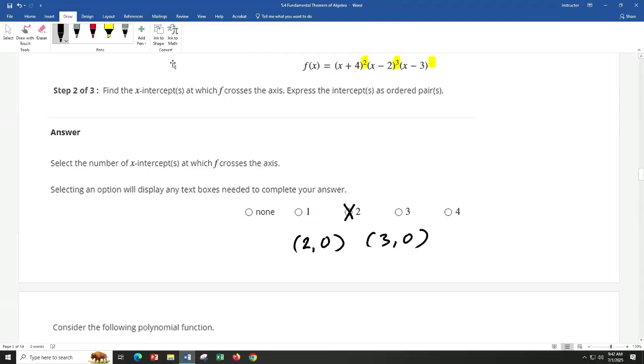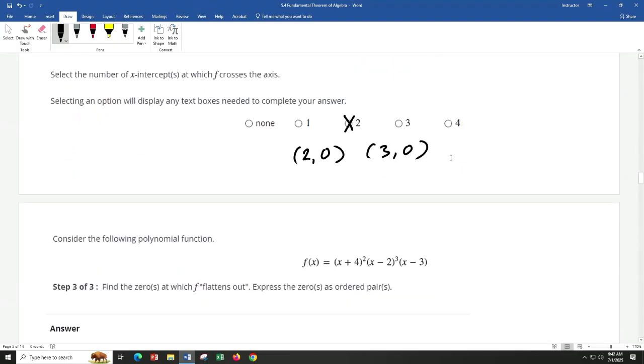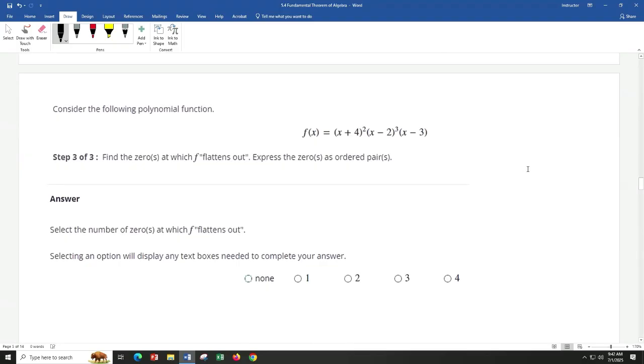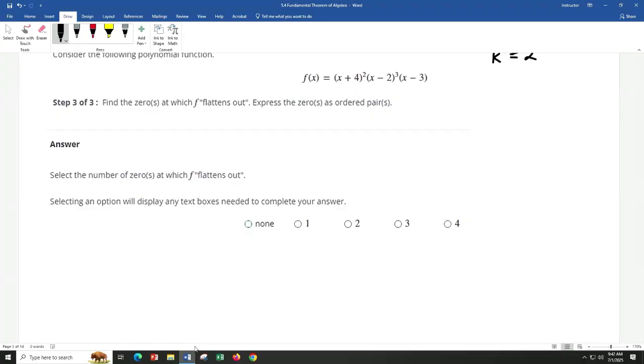And then the last question, then we'll call it a day, and I'll finish up a few more of your examples tomorrow before we finish up with 5-5. Okay, but look at this right here. Find the zeros in which f flattens out. Flattens out. Remember, as it gets larger, realize what it says. Anything where k is greater than or equal to 2, the graph is going to start to flatten out. So where am I going to flatten out? How many places am I going to flatten out? 2. Where? Here and here, right? Wouldn't it start to flatten out there?